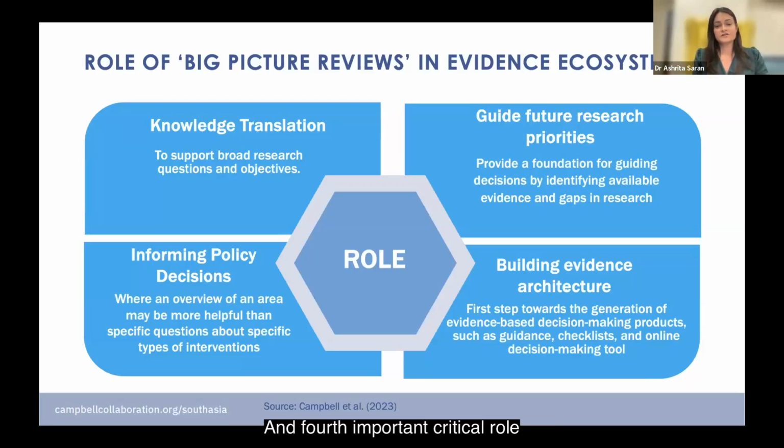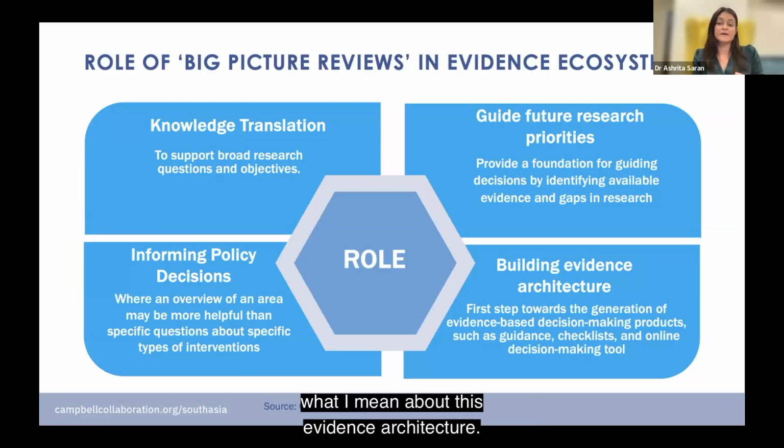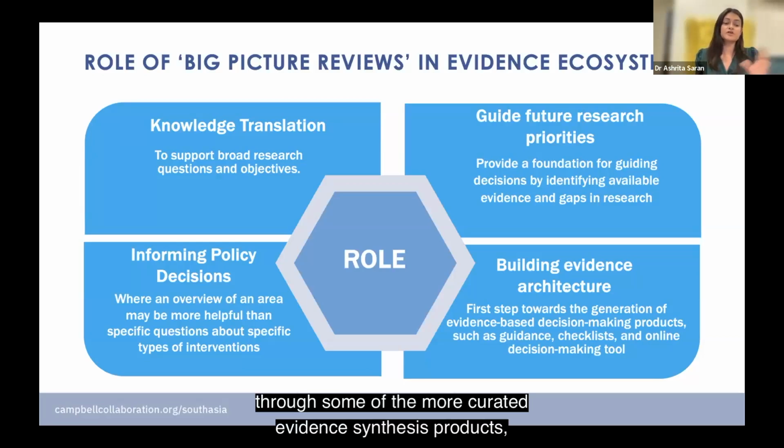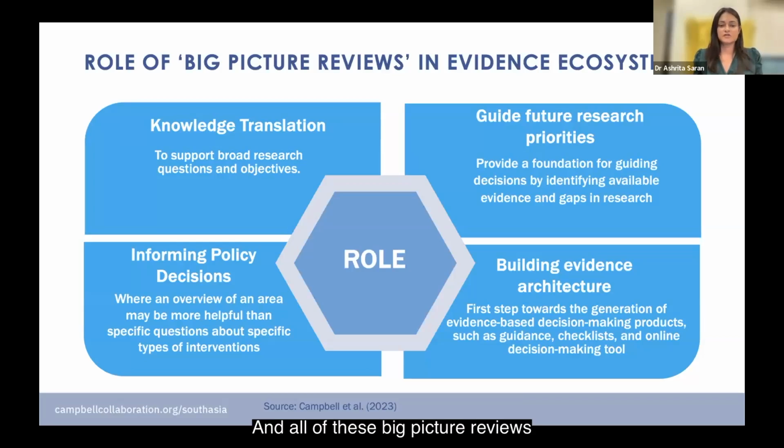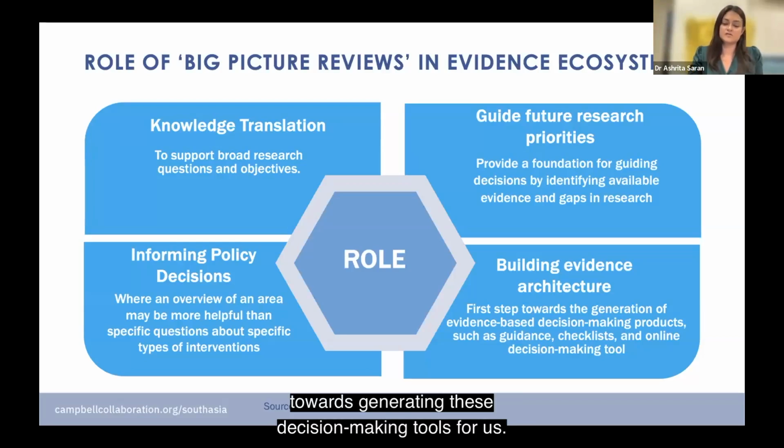And the fourth important, critical role that these big picture reviews play is that they are also the first step in building evidence architecture. I'll show you in the subsequent slide what I mean by evidence architecture. But for example, whenever we talk about policy or decision making, these could be made through some of the more curated evidence synthesis products, which are called decision-making products, such as guidance, checklists, and online decision-making tools. And all of these big picture reviews are actually the stepping stone towards generating these decision-making tools for us.